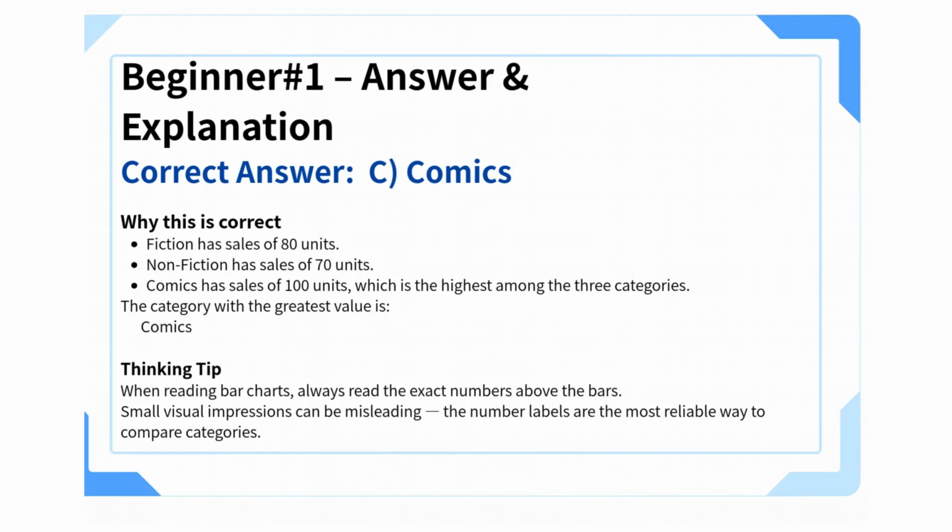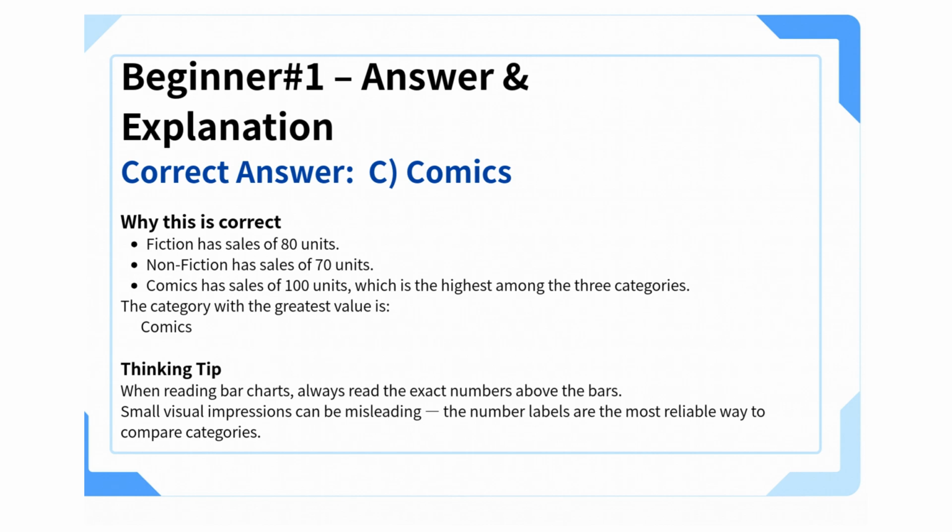Here's the correct answer: comics. Let's look at the exact numbers. Fiction has 80 units, nonfiction has 70, comics has 100. So which category is highest? Comics. Notice something important. You didn't need to estimate. You didn't rely on visual height. You read the numbers. And that's the habit we're building.